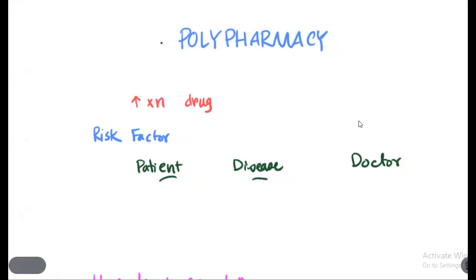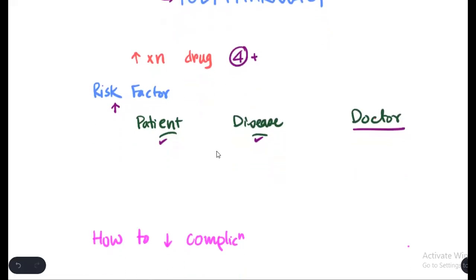Let us talk about polypharmacy. This is a common problem in old age, and it's defined as use of four or more drugs in an older person. There are some risk factors, or factors that contribute to polypharmacy: patient factors, disease factors, and doctor factors. First of all, the disease factor.